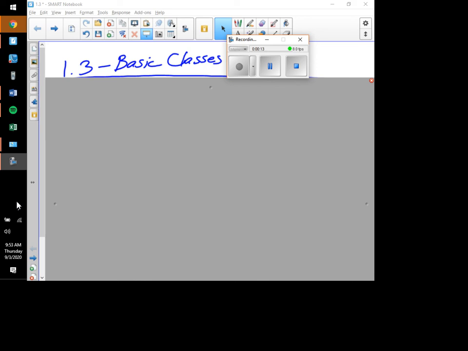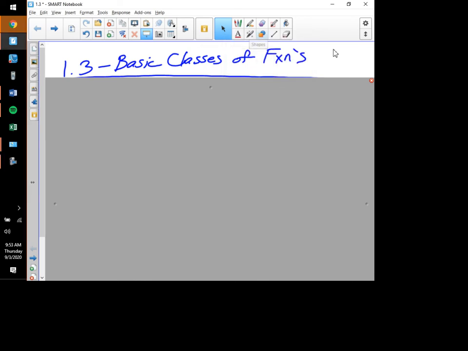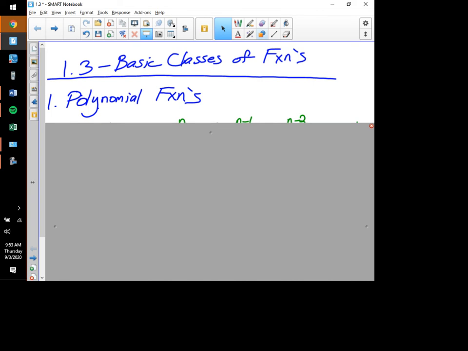So 1.3 is on basic classes of functions, just trying to give us a little bit of a refresher on some of the things that we've learned over the last couple years about types of functions that we're likely to see a lot of. And the first and most basic of those classes of functions are polynomials. These are really the ones that you cut your teeth on when you started understanding what a function actually was. And without using the phrase polynomial functions, you've been using this ever since you got to the beginnings of algebra back in probably 6th or 7th grade math.